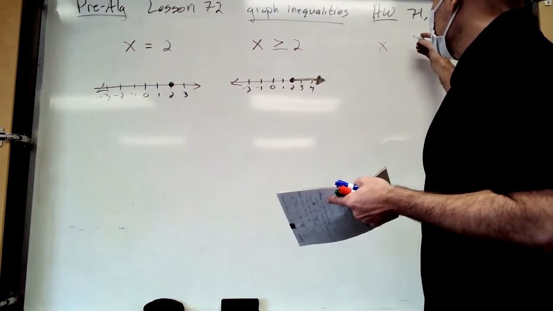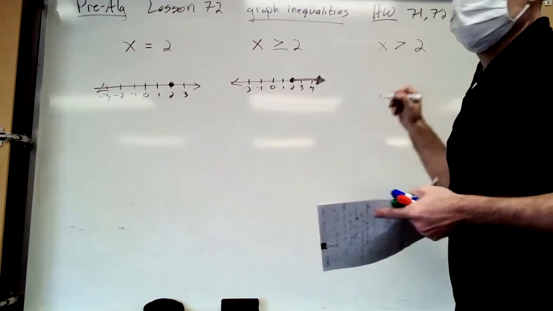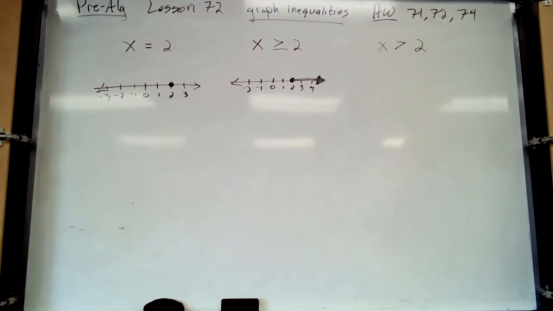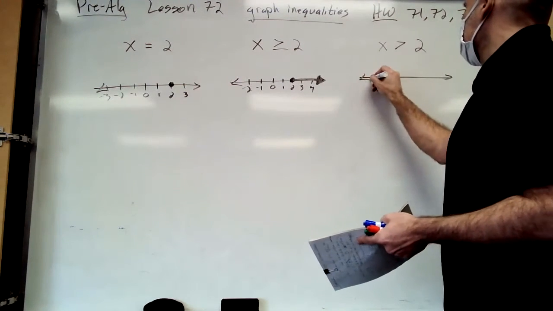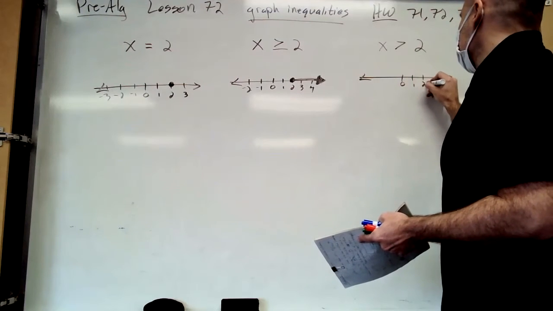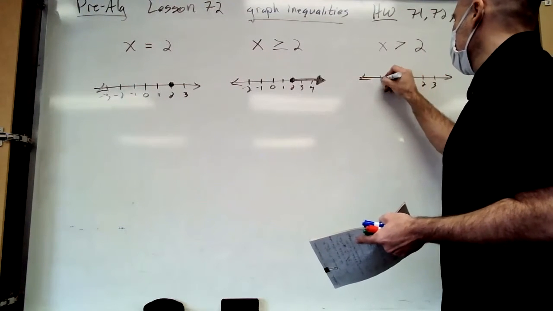What if I just wanted to graph everything greater than 2? Just with an x. Then you draw a circle, but you don't fill it in. Okay, good. Now, this is a new thing for some of you. Then you draw an arrow.